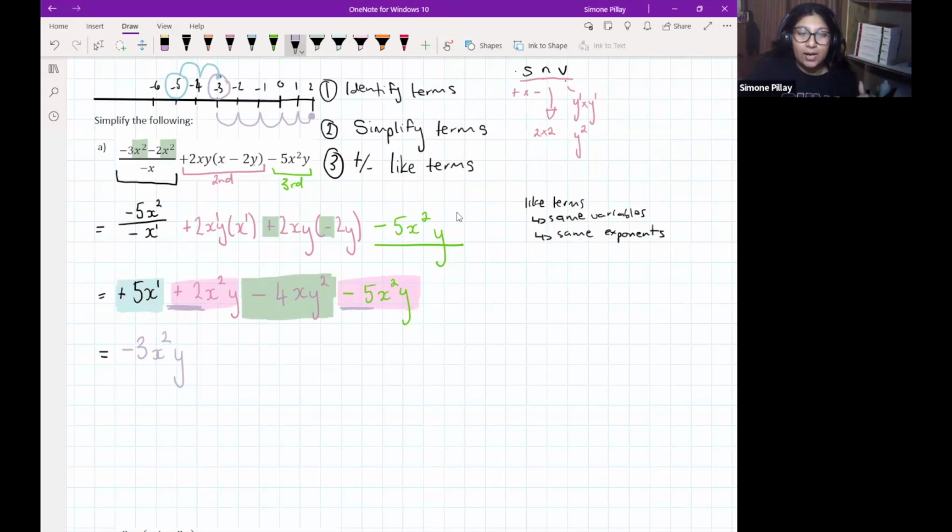-3x squared y. Remember now, guys, when we're doing like terms, our exponents and our variables don't change. It's only our numbers that are changing. Uma, I see your question. I'll answer it when we're done with this. So that's that. You've added your like terms. Good job, Rory-san. And then the next part, what do we do next?